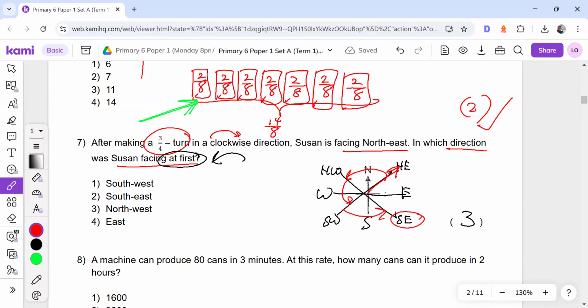So where was she facing at first? Answer number 2. Why did we not put number 3? Answer number 2. Do you get the answer correct now? Number 2? Okay. So Miss Song put the answer wrongly. So it's number 2, southeast. So she was facing southeast at first.